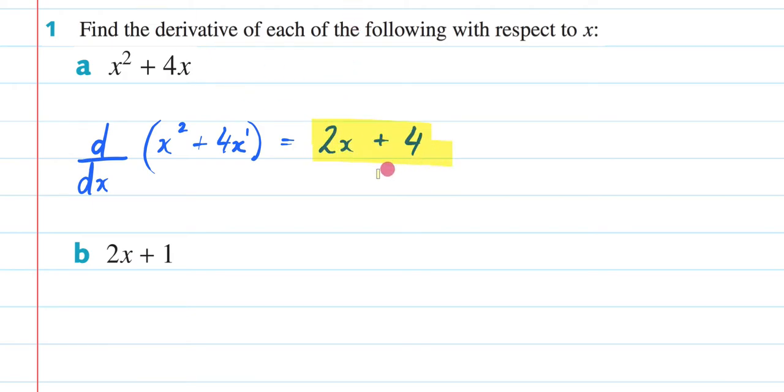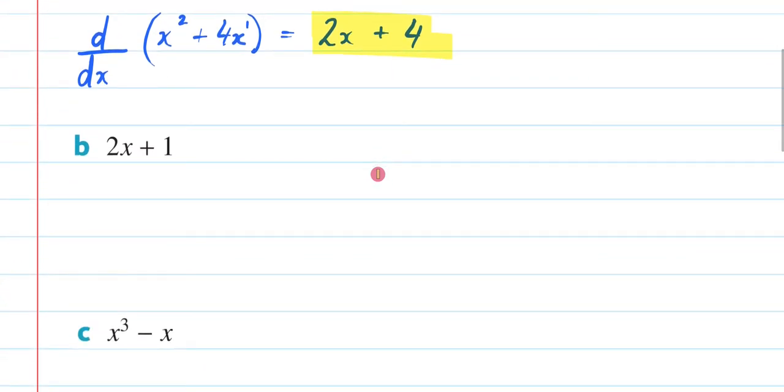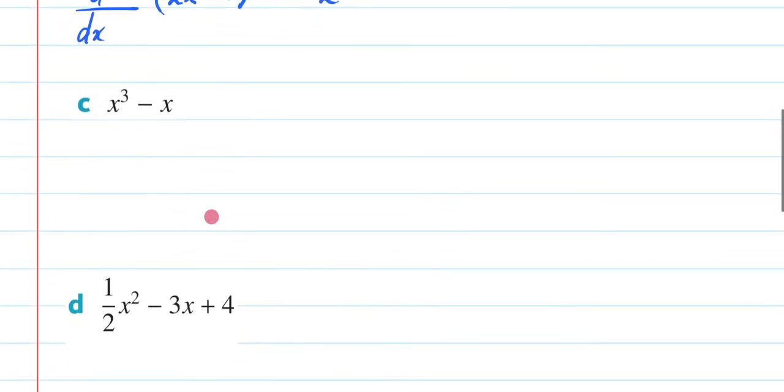Let's now move on to B. So let's scroll down here. So again, I'm going to be using Leibniz notation, d of dx. So I'm differentiating this with respect to x. And what my answer here is going to be is just 2. Remembering when I have a constant, it just disappears. It's just 0.